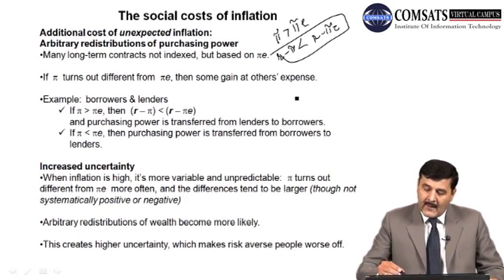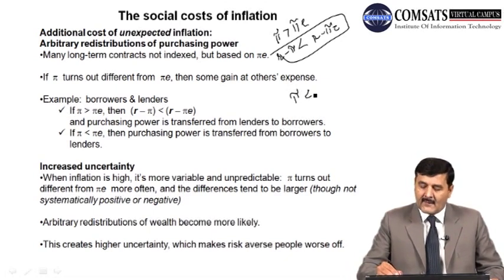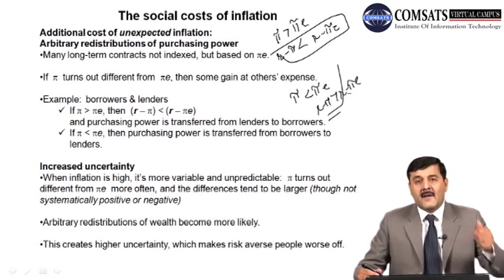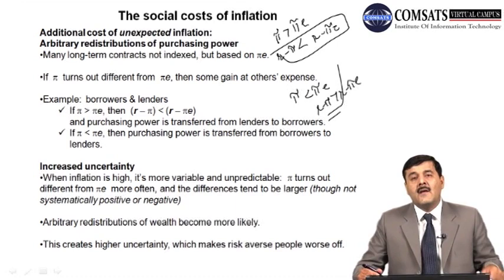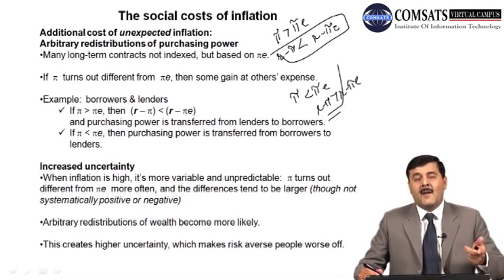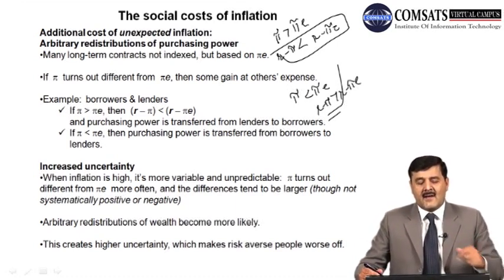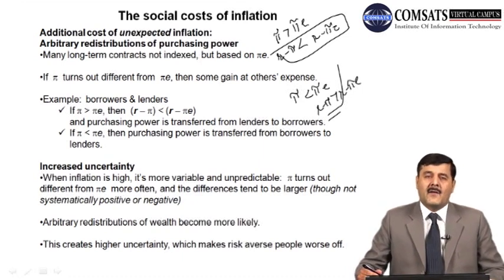And similarly, if pi, which is the actual inflation, is less than the expected inflation, so what will happen? This is r minus pi will be greater than r minus pi e. So in this case the purchasing power will be transferred from the borrowers to the lenders. So here in this case, the person who is lending the money will be in benefit, right? So this is sometimes known as the additional cost of unexpected inflation.